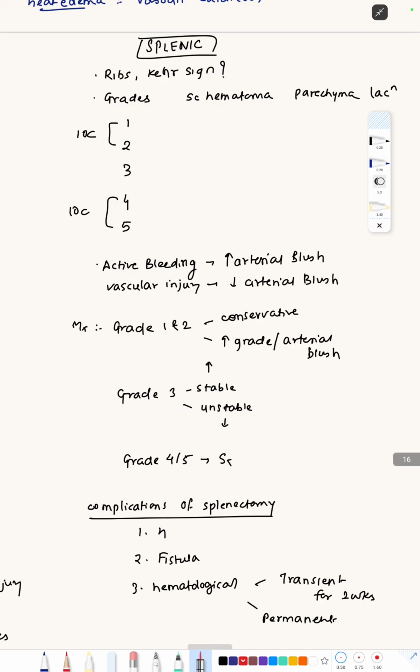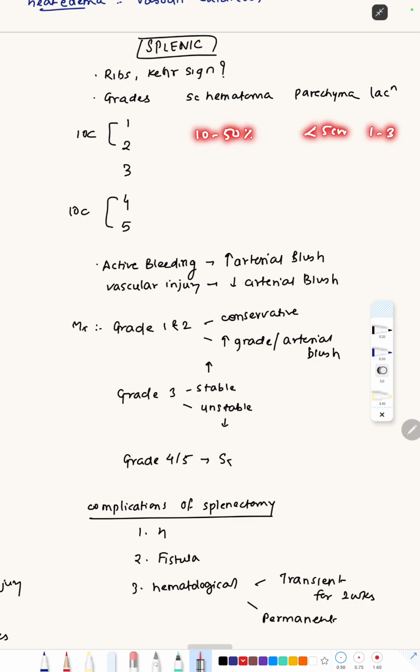The referred pain to the right shoulder tip is actually seen in case of pneumoperitoneum in minimal invasive surgery. Now, the grading of splenic trauma is based on subcapsular hematoma, parenchymal hematoma, and laceration. In grade 1, the subcapsular hematoma is less than 10%, laceration is less than 1 centimeter. In grade 2, the subcapsular hematoma is 10 to 50%, laceration is 1 to 3 centimeter, and parenchymal hematoma is less than 5 centimeter.